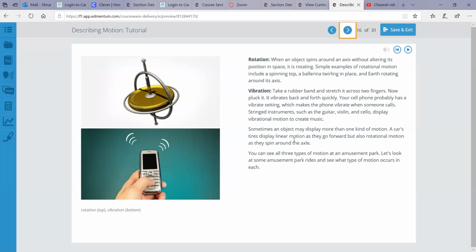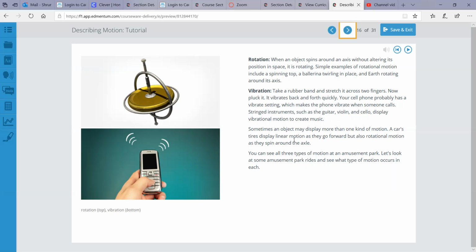Rotation is exactly what you think it is: when an object spins around an axis without altering its position in space. It's rotating. So think of when you spin a top, or you see an ice skater or a ballerina spinning in place, or even the Earth rotating around its axis. That is rotation. So we have translation, rotation, and then vibration.